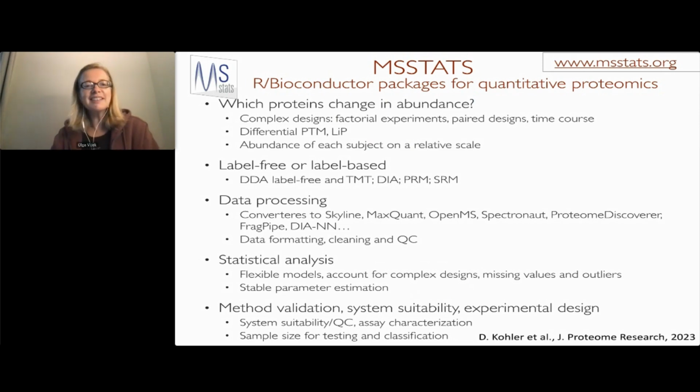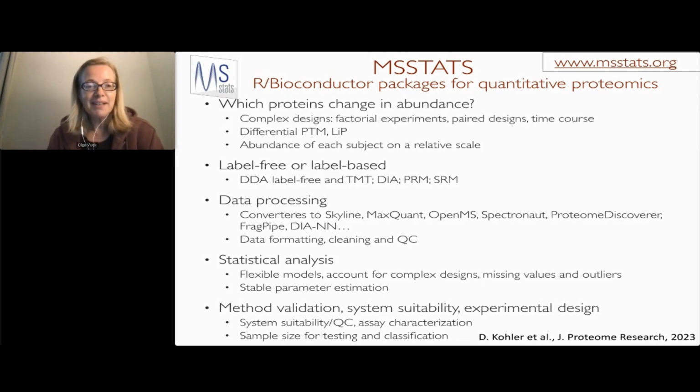So I will start right away. MS-Stats is open source software and a series of methods to support quantitative proteomic experiments. It is distributed through R in Bioconductor. And this effort started in my lab 10 plus years ago. It started with a very simple question: which proteins change in abundance between conditions, such as healthy and disease?